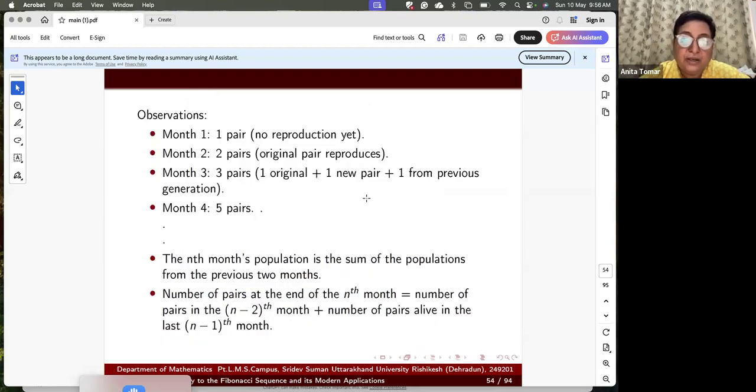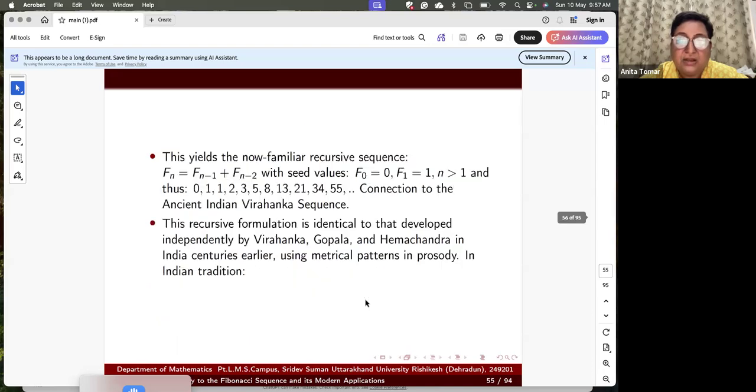So we observe that in the first month we have 1 pair, no reproduction. In the second month we have 2 pairs, the original pair reproduces. In the third month we have 3 pairs, one original pair plus one new pair from the previous generation. And in month 4 we have 5 pairs. So the nth month population is the sum of populations from the previous 2 months. So the number of pairs at the end of the nth month is the number of pairs in the (n-2)th month plus the number of pairs alive in the (n-1)th month.